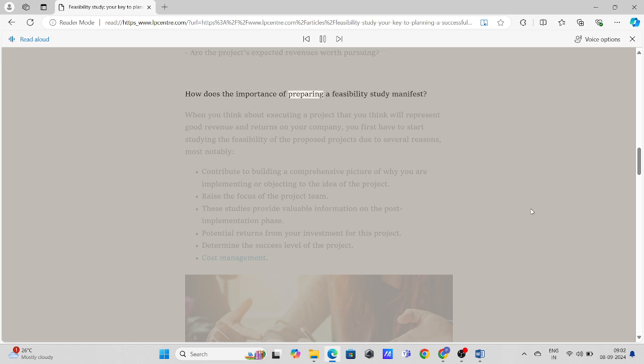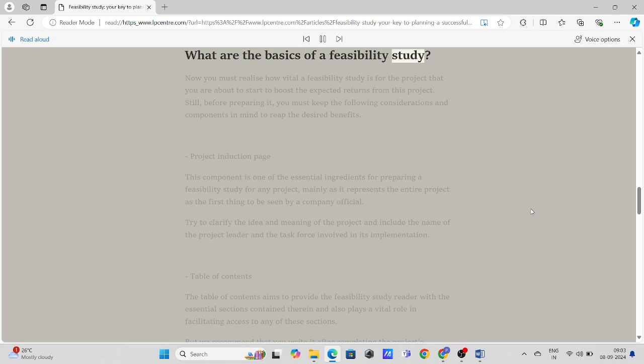How does the importance of preparing a feasibility study manifest? When you think about executing a project that you think will represent good revenue and returns on your company, you first have to start studying the feasibility of the proposed projects due to several reasons. Most notably, contribute to building a comprehensive picture of why you are implementing or objecting to the idea of the project. Raise the focus of the project team. These studies provide valuable information on the post-implementation phase. Potential returns from your investment for this project. Determine the success level of the project. Cost management.